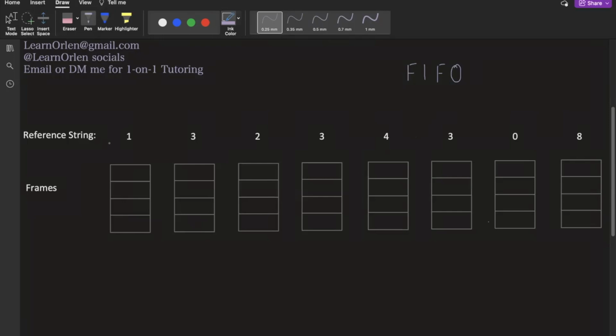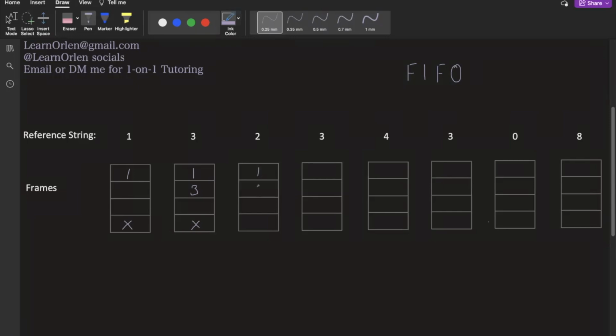And since we're empty, one will just simply enter the frame. FIFO works as in first in, first out. So the first page to come in will be the first one out. And since we had to insert one, this is known as a page fault since it was never here. Now we move on to three. One, three. Again, three was not here, so a fault. So we have two faults.